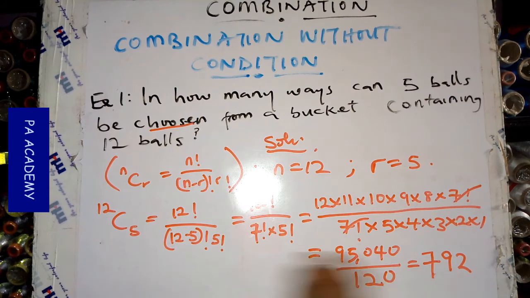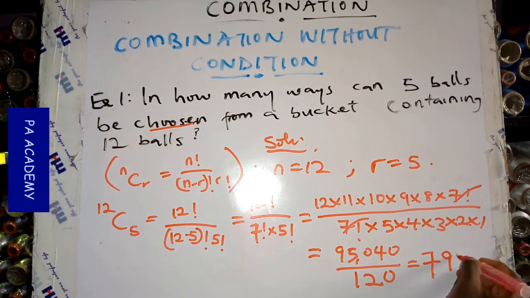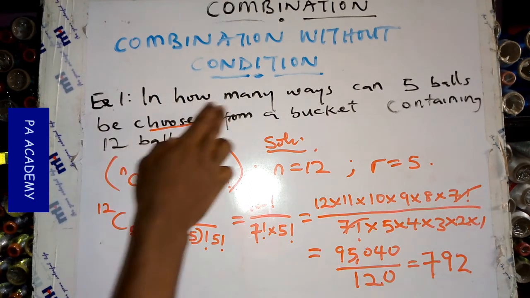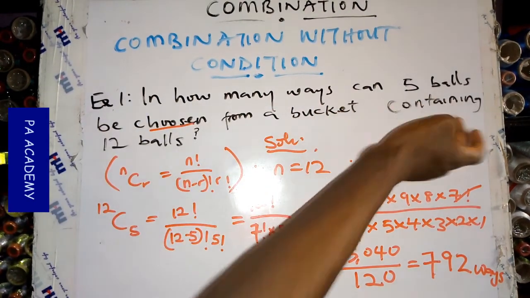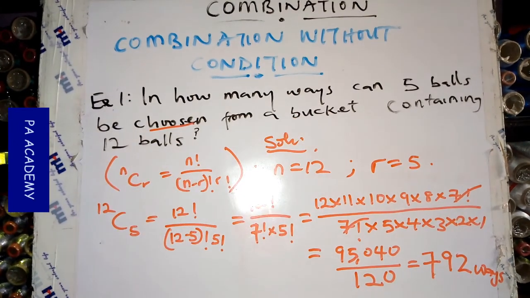Now we will not just stop there. We will not just stop our answer at 792, because the question says in how many ways. So now we've gotten 792, then you don't forget to add your ways, because the question is asking us in how many ways. What this means is that if we have a bucket with 12 balls and we have to pick five balls from the bucket, we can do that in 792 ways if they are not giving us any condition. When we start looking at combination with condition, then we'll understand what I mean. But once there is no condition, this is the formula that we are going to apply.